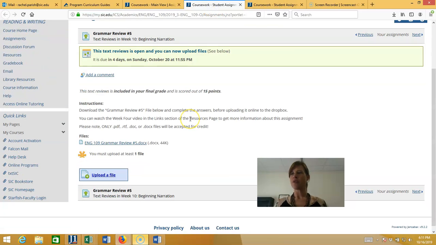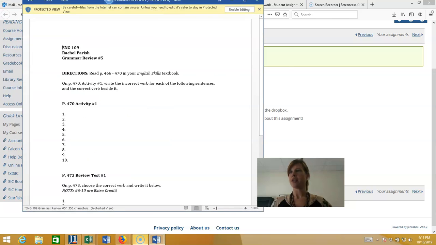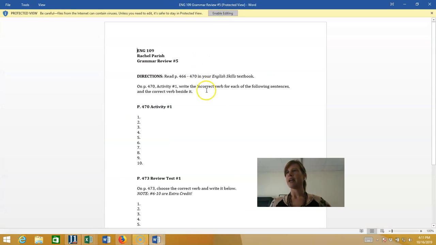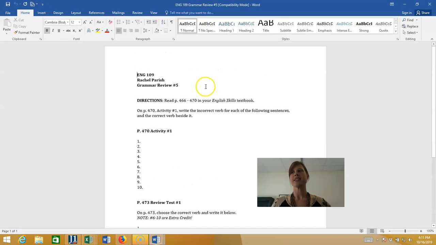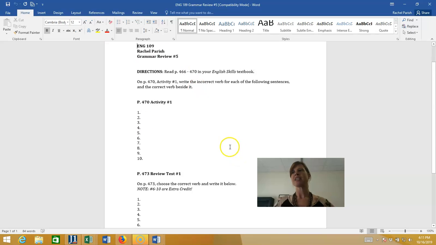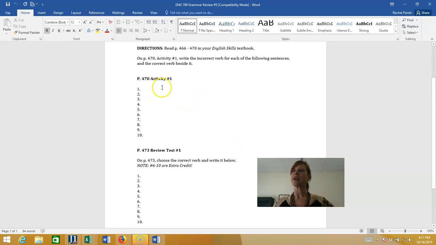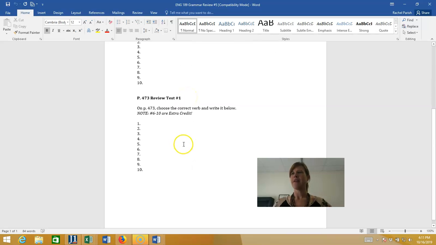As far as the grammar review goes, it's our 5th grammar review. You can kind of see the assignment right here. I'm going to pull it up and show you all what it looks like. Let me bring this over here. All right, so it's in pages 466 to 470 in our English Skills textbook. For this first activity, you need to write the incorrect verb for each sentence and write the correct verb beside it. So it's a pretty easy first part of the assignment.